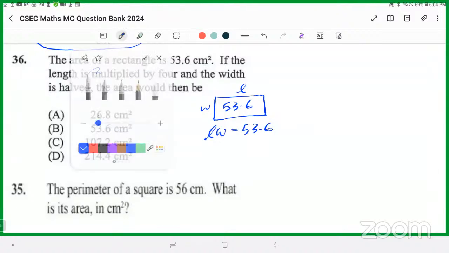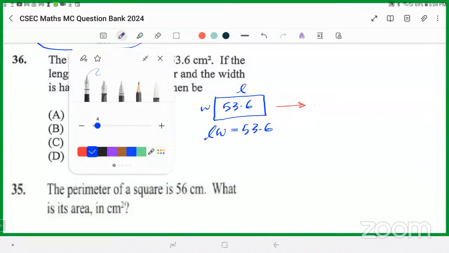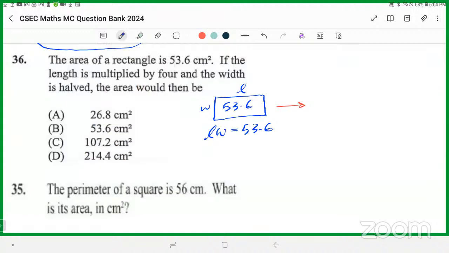And then this rectangle is reshaped into another rectangle. What happened? The length is multiplied by 4 and the width is half. So they stretch it out like this and they cut the width to half. Let's just draw it like that, not to scale. So the length becomes 4L and the width becomes half W. And they're asking us for the new area.